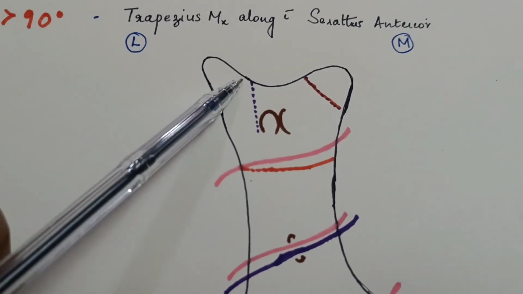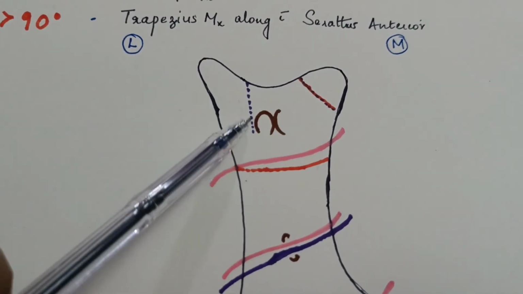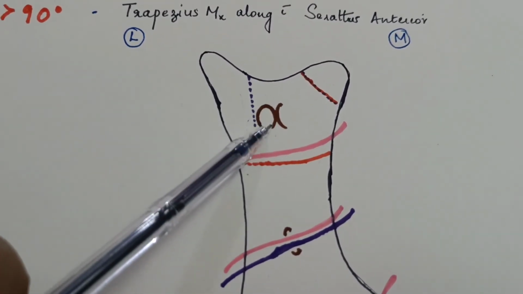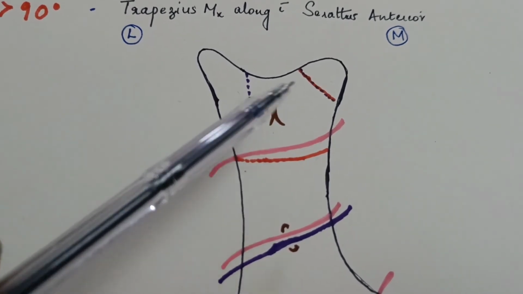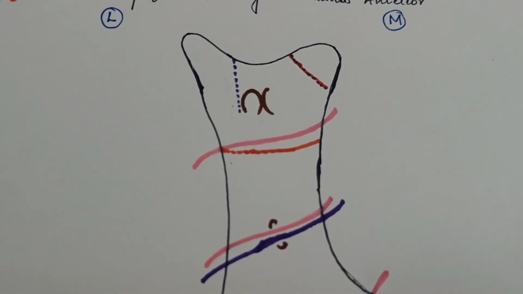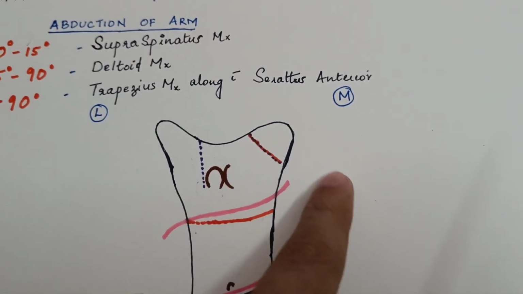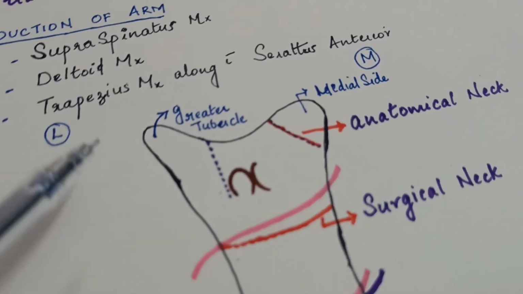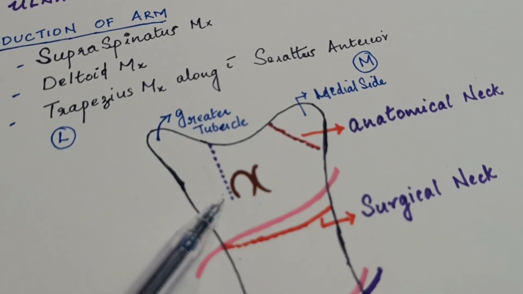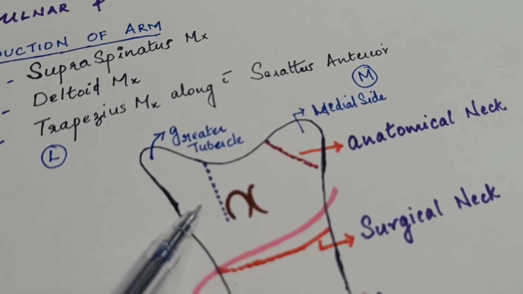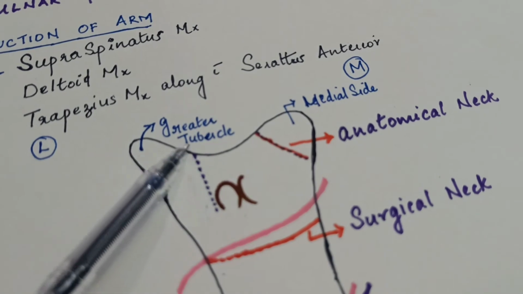So first, what is this? This is a groove. This is a tubercle-like structure. What is this? I will explain each and every one. First, you understand that this is our lateral side and this is the medial side. And this portion is the greater tubercle. This is our greater tubercle.